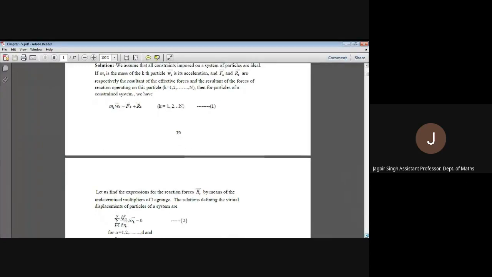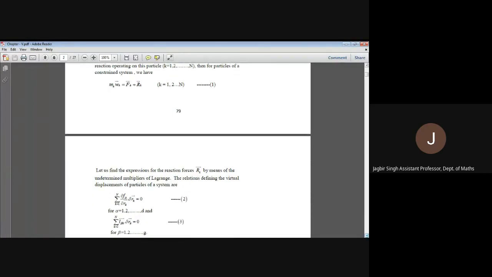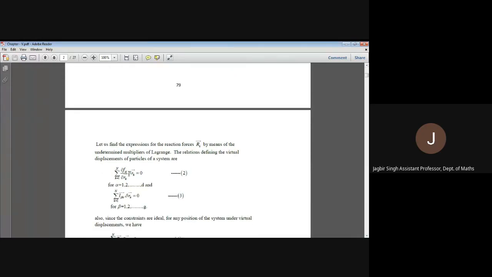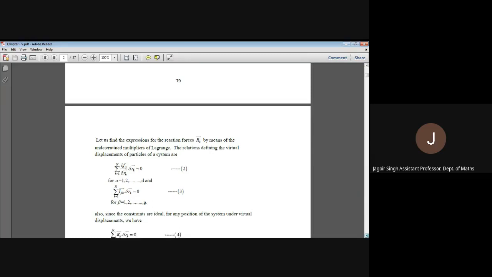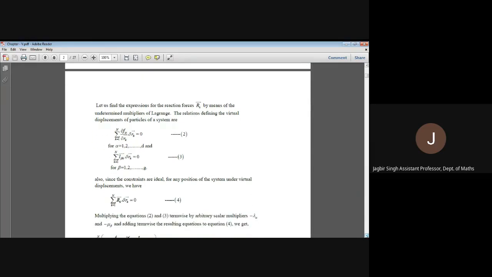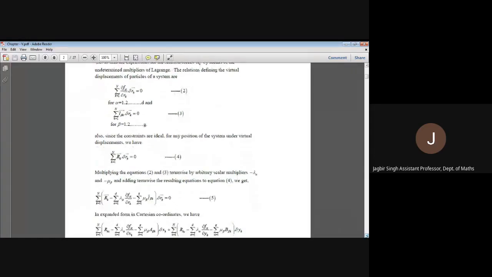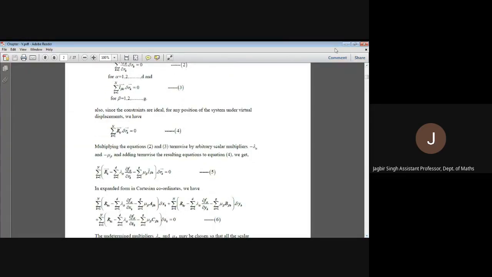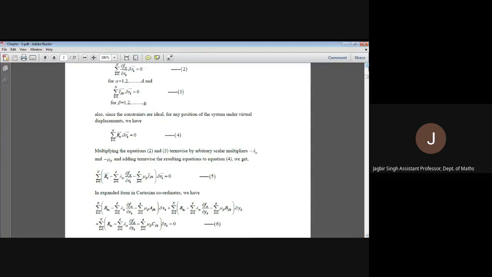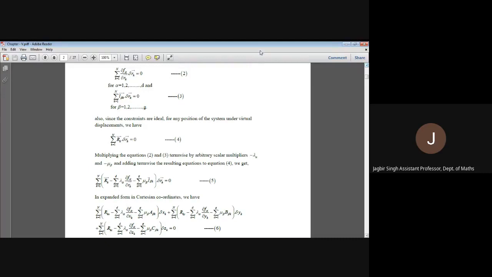After that, we considered the equations for virtual displacement that we obtained yesterday. The equations were summation k from 1 to capital N curly f alpha by curly rk del rk is equal to 0, and summation k from 1 to capital N L beta k del rk is equal to 0. Alpha lies from 1 to d and beta lies from 1 to g. Also, we considered all the constraints to be ideal. So, the work done of reaction forces over virtual displacements will be 0. Thus, we have equation number 4: summation k from 1 to capital N rk del rk is equal to 0.